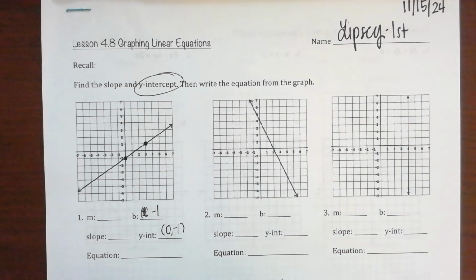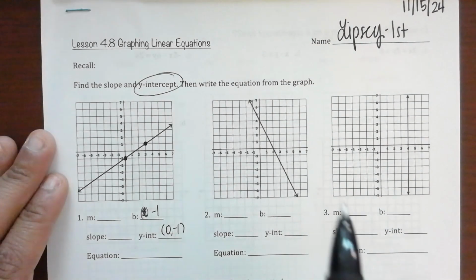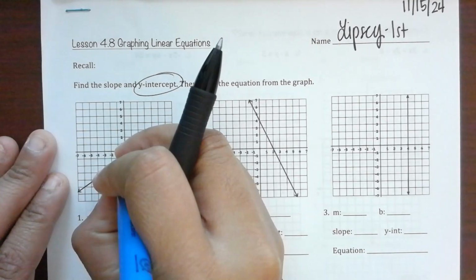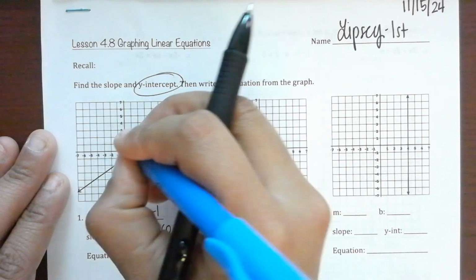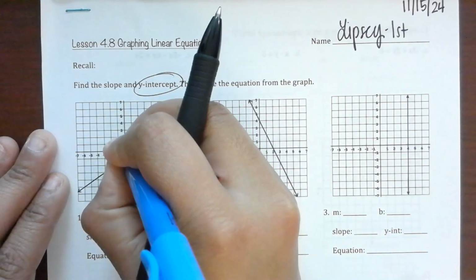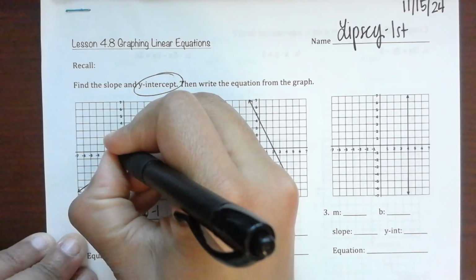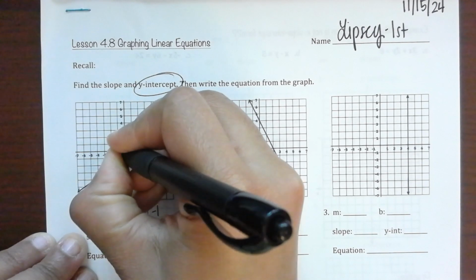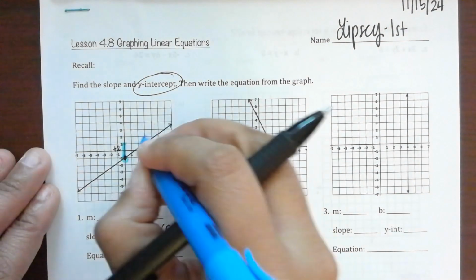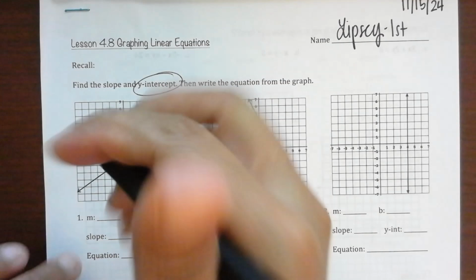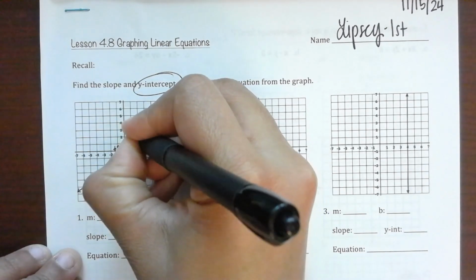So, which point do I start with? The point to the left, which is my y-intercept in this case. Where do I go from here? Up 2, so that makes it a, what kind of 2? Positive 2. And then? Right 3, which makes it a, so how would I write my m?